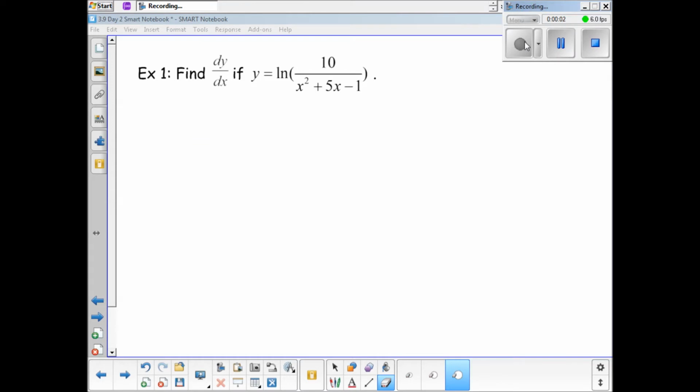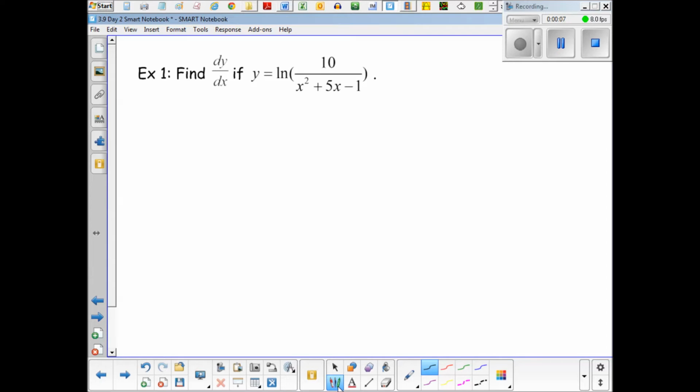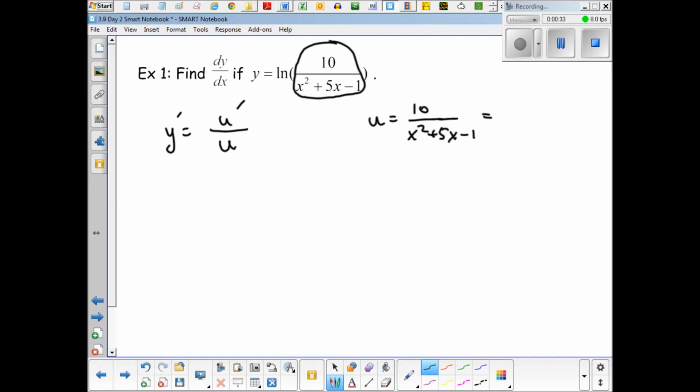Okay, let's look at an example of a problem that might involve the chain rule. So this problem says find dy dx if y equals natural log of, and then there's a function inside. So the first thing you want to do is identify the function u, because the derivative is supposed to simply be y prime equals u prime over u. So the u for this problem is 10 over x squared plus 5x minus 1, which I'm going to write as 10 times x squared plus 5x minus 1 to the minus 1.